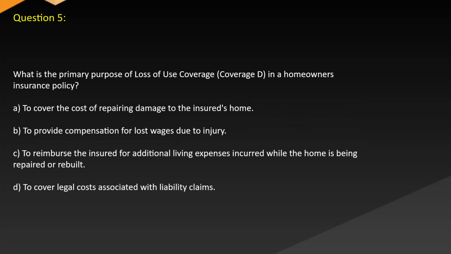Question 5. What is the primary purpose of loss of use coverage, coverage D, in a homeowner's insurance policy? A. To cover the cost of repairing damage to the insured's home. B. To provide compensation for lost wages due to injury. C. To reimburse the insured for additional living expenses incurred while the home is being repaired or rebuilt. D. To cover legal costs associated with liability claims.